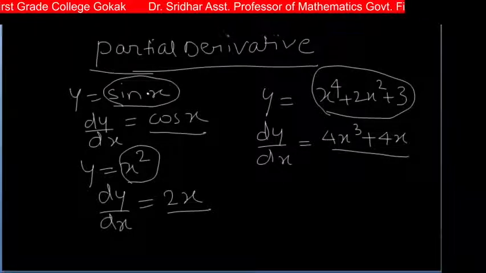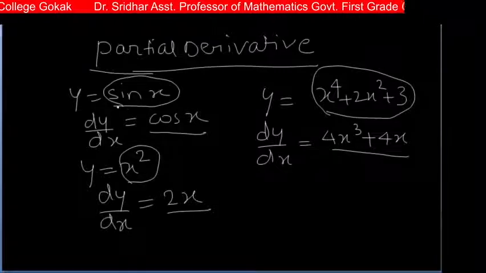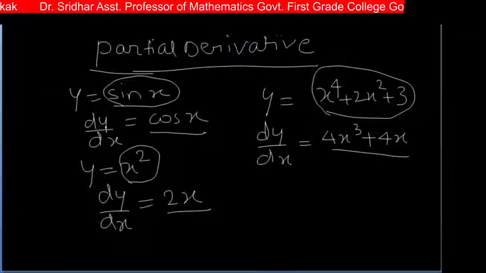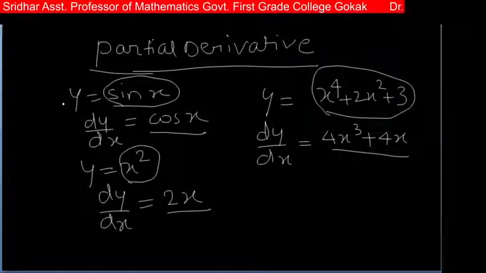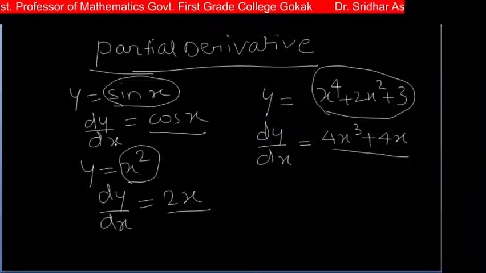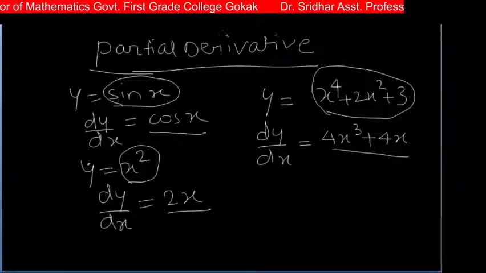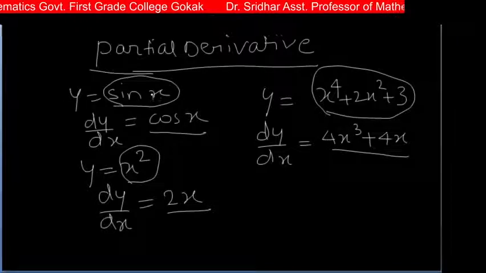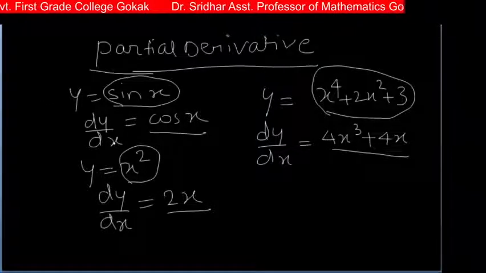Y depends on this x, because if you know the value of x, then only you can find the value of y, right? So y depends on x. So x is the independent variable, y is the dependent variable. So derivative is always with respect to the independent variable. Always, we differentiate a function with respect to the independent variable, so we differentiate y with respect to x.